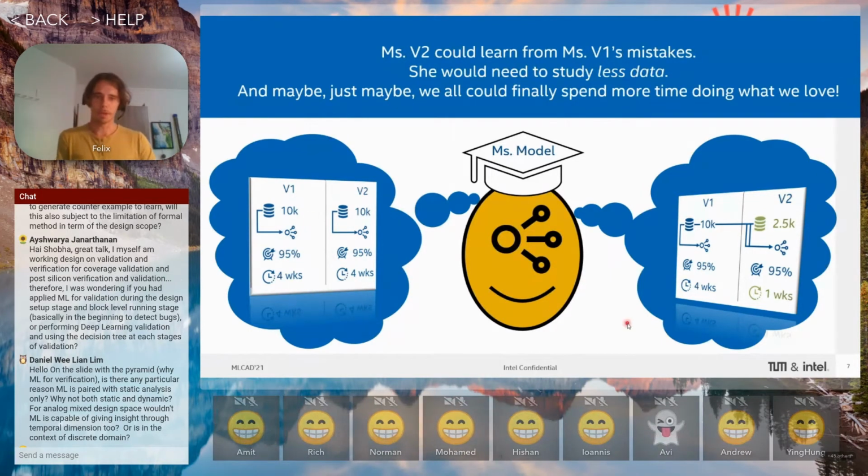Now, in the world that Ms. Model envisions, version 2 could learn from the data of version 1, and in consequence, we would need less data, maybe in this case here, a quarter of the data we needed before, while keeping the accuracy constant, right? Because this is a quality criterion we cannot compromise on. And as a result, data generation being the most expensive part of the process, maybe we could reduce the time it needs to enable by 3 weeks.